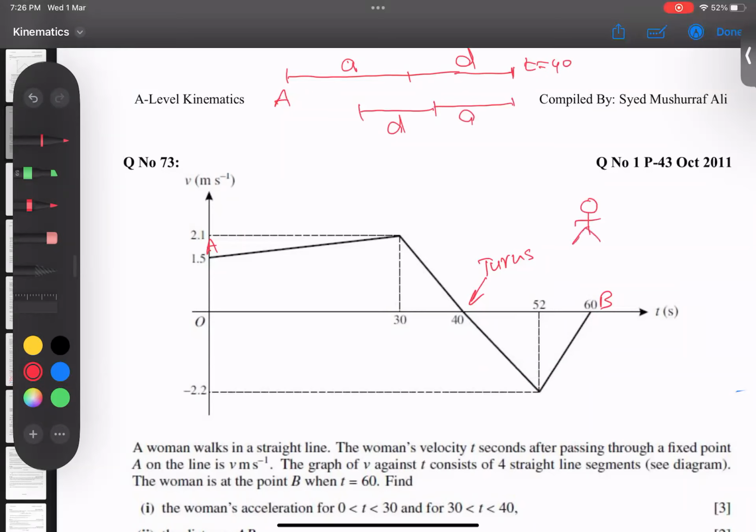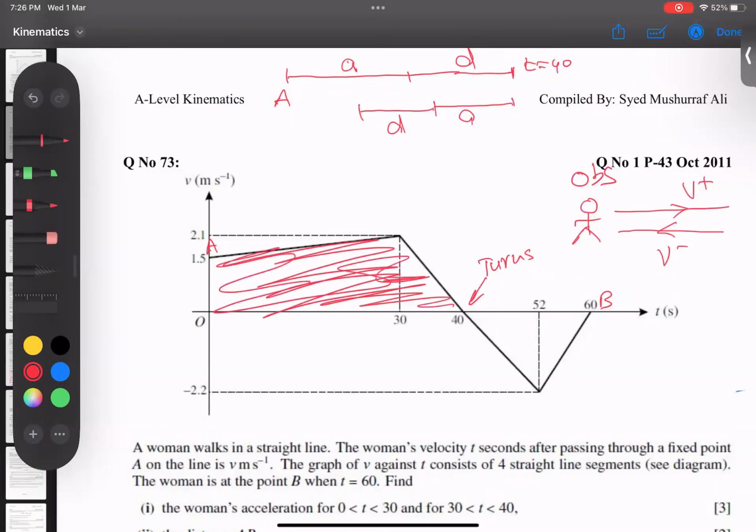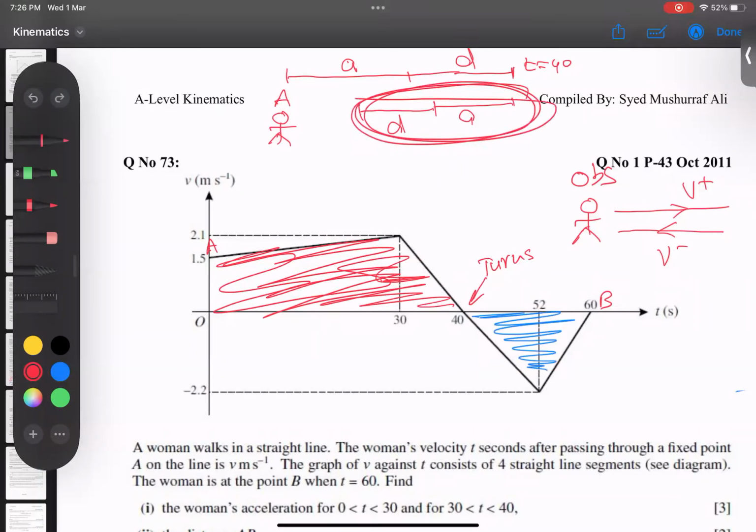When any particle is going away from the observer, velocity is taken as positive. And when velocity has a negative sign, it means the particle is coming back to the observer. So you can see that this reddish colored area above is going away from the observer, because the observer is at A. Let's assume the observer is here and the woman is first going away, so velocity is positive, and then this blue area represents the distance coming backwards, because velocity is negative. And as I said before, negative velocity means coming back to the observer.